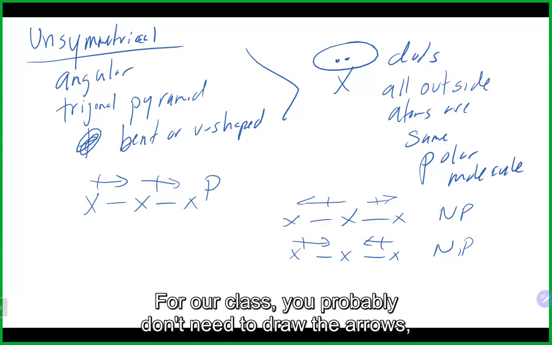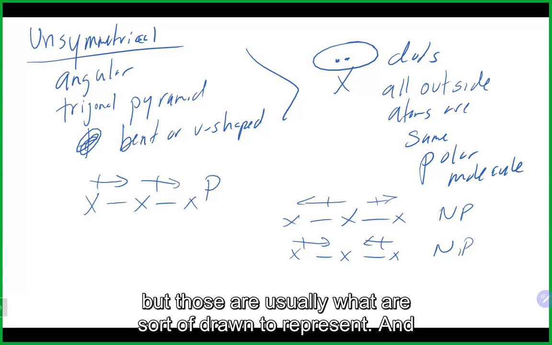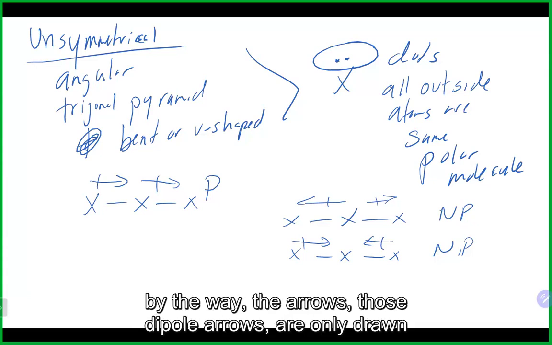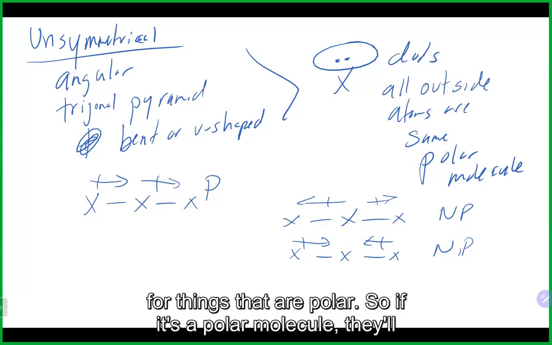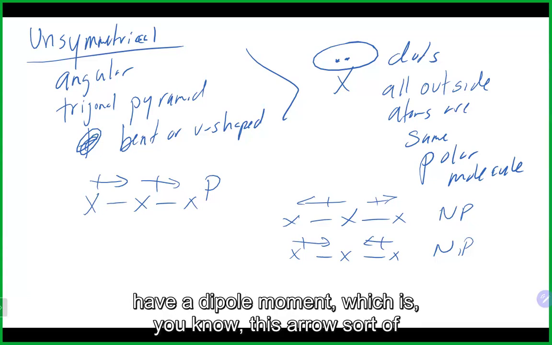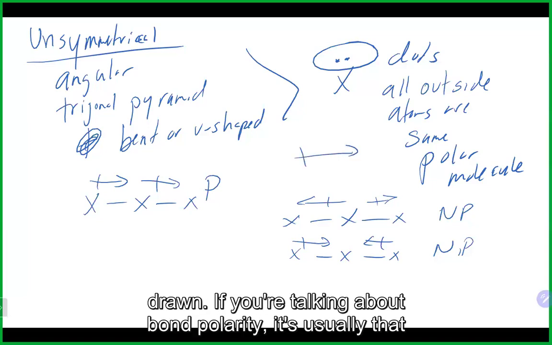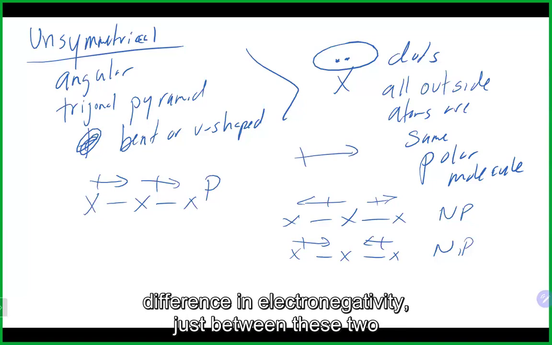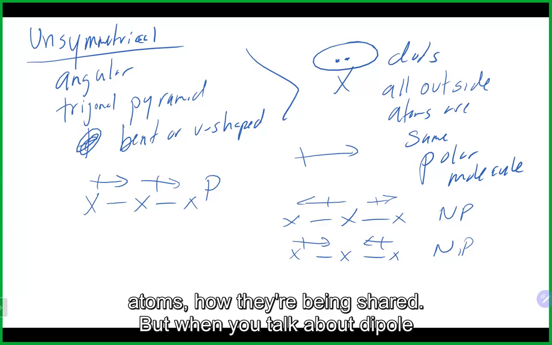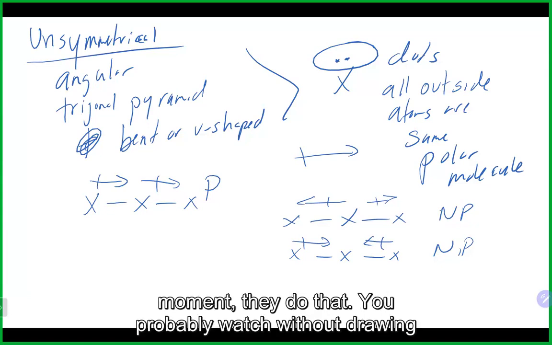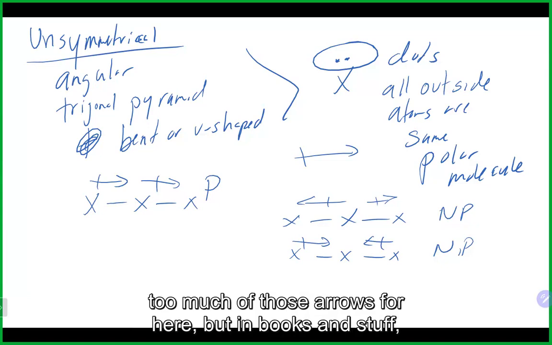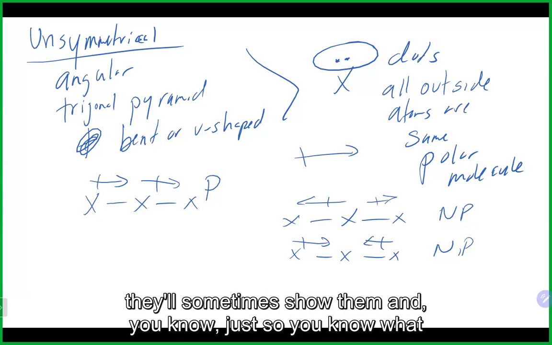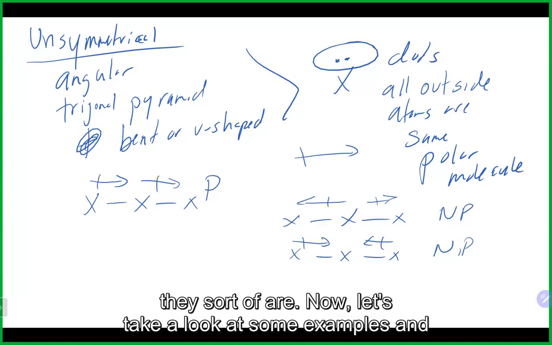For our class, you probably don't need to draw the arrows, but those are usually what are drawn to represent it. And by the way, those dipole arrows are only drawn for things that are polar. If it's a polar molecule, it will have a dipole moment, which is this arrow. If you're talking about bond polarity, it's usually the difference in electronegativity just between two atoms, how they're being shared. But when you talk about dipole moment, you do that. You probably don't need to worry too much about drawing those arrows here, but in books they'll sometimes show them, so you know what they are.